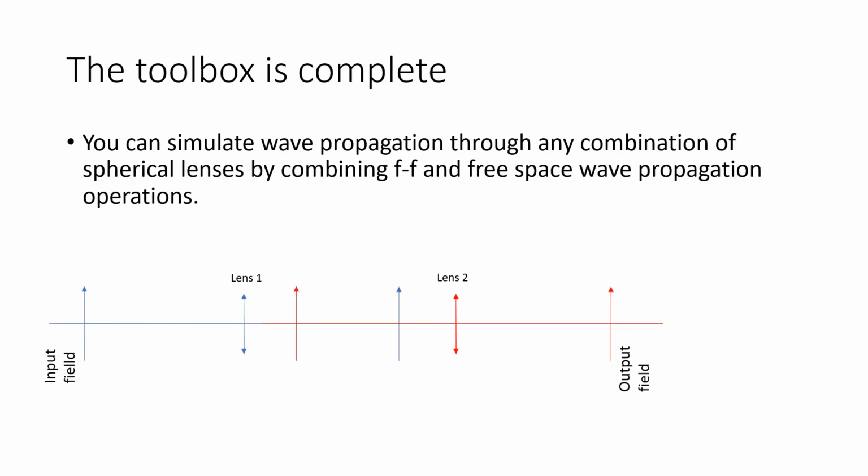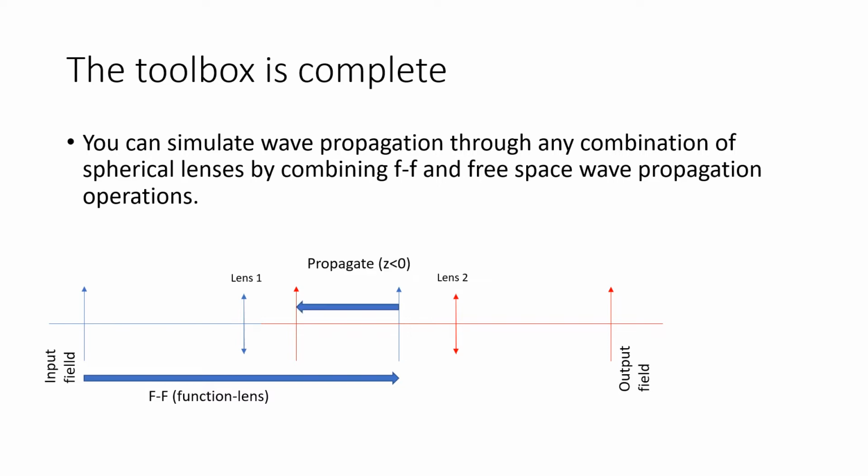At this point, you now have all the tools you need to simulate the propagation of optical wave through the majority of optical systems. You can simulate each lens in the system with a dedicated FF lens operation, and you can adjust the mutual distances using the free space propagation operation. In this example, you can simulate the FF system associated with lens 1 first. Then you virtually propagate the field backwards by setting a negative propagation distance z. And finally, you simulate the wave propagation through the second FF system around lens 2.